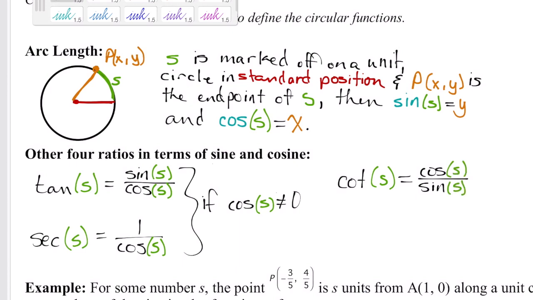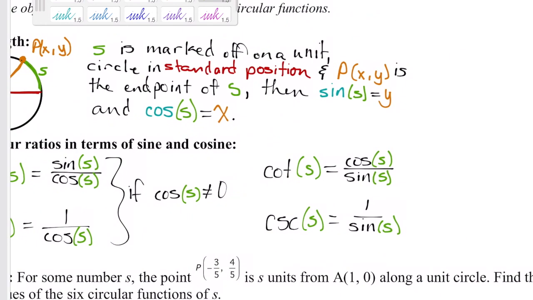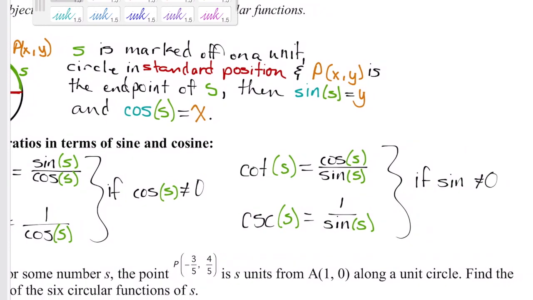And then the inverse of sine is cosecant, CSC, so we would just have 1 over sine of whatever that arc length is. And again, this is if sine is not equal to 0. Otherwise, it would be undefined.